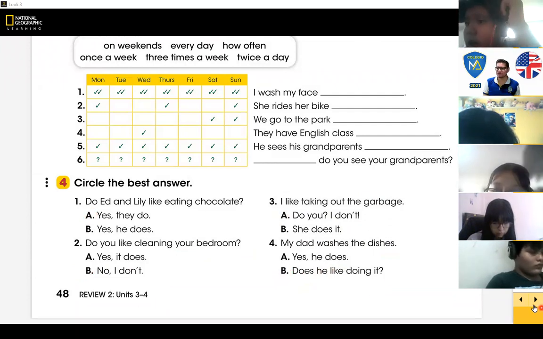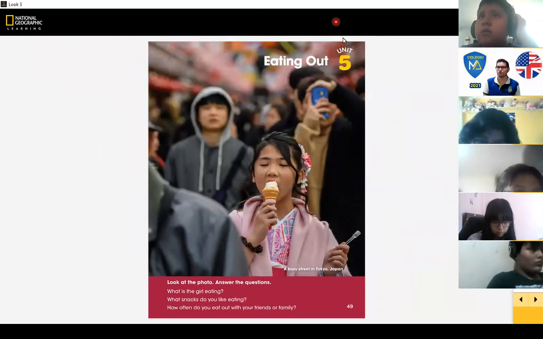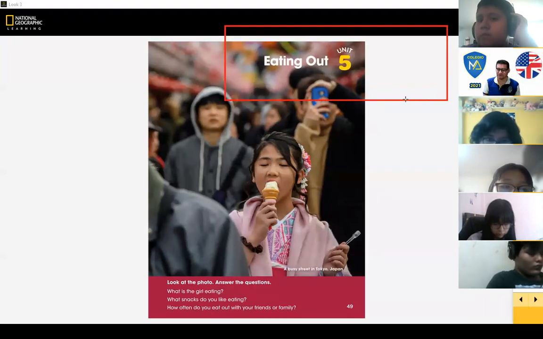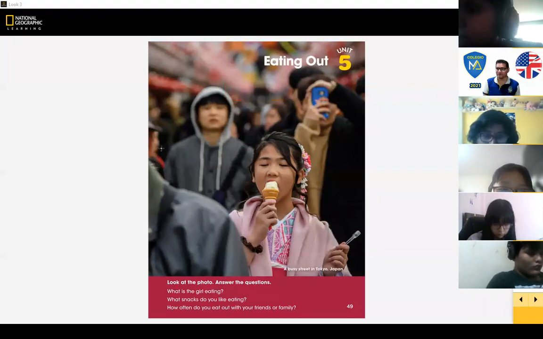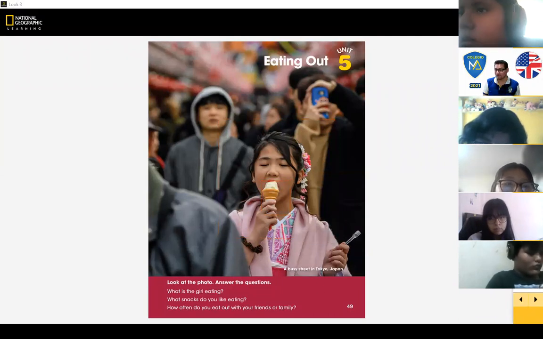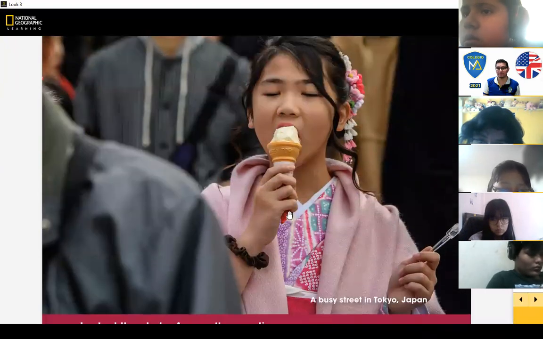Now let's continue, students, to the next part. We have something else. Oh, this is the title that says eating out. This is unit number five. Yeah, you look here, there is a girl, no? Eating an ice cream. Oh, delicious ice cream, no? This is a photograph of a busy street in Tokyo, Japan. This is Japan. My God, look, a lot of people, right?